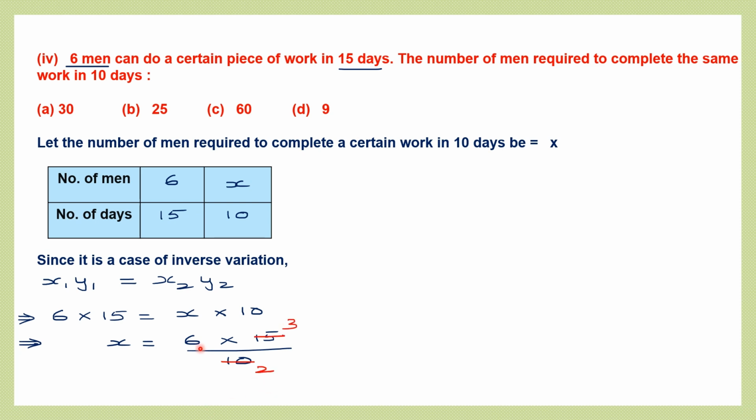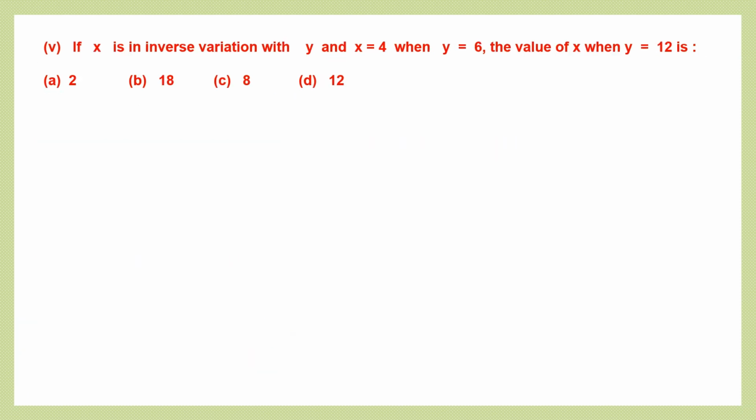Now I can cancel 2 and 6. 2 ones are 2, 2 threes are 6. Now multiply the numerators. 3 threes are 9. That means the value of x is equal to 9. And what is 9? It is the number of men required to complete a certain work in 10 days time. So that is option D. Option D, 9 is our answer.